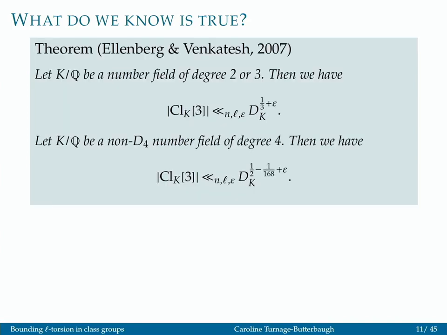All right, so let's see where we are now. Again, these are results that trump earlier results, but it's just to tell you where we are. In 2007, Ellenberg and Venkatesh showed that if you have a number field of degree 2 or 3, then you can get an upper bound of 1/3 plus epsilon on the 3-torsion subgroup. And also that if the number field is degree 4, but non-D4, meaning that its Galois closure group is not isomorphic to D4, then we can get this upper bound. And so they shave off 1/168 from 1/2.